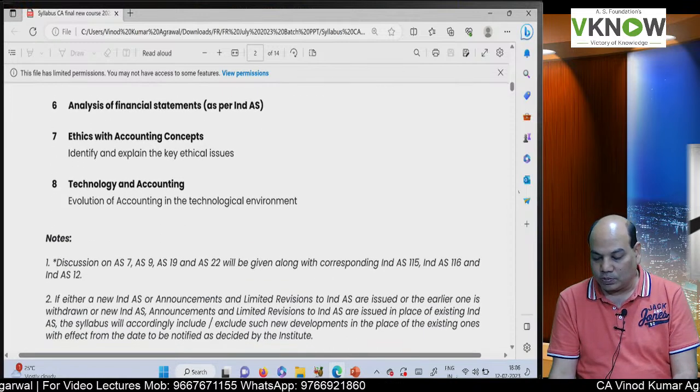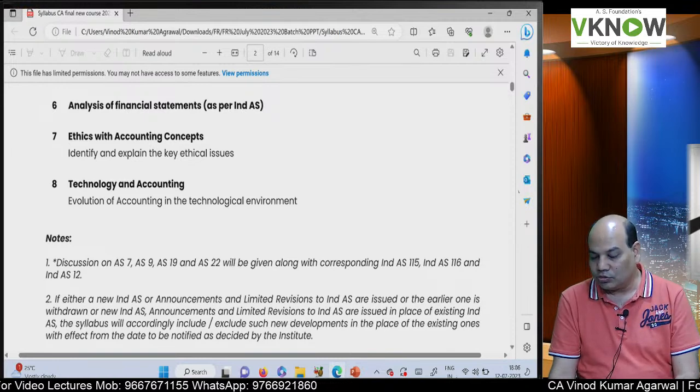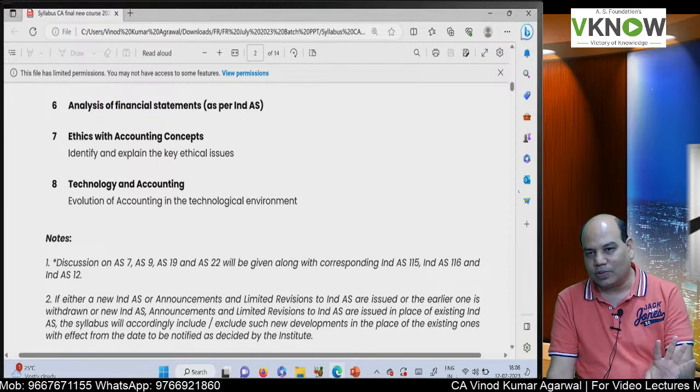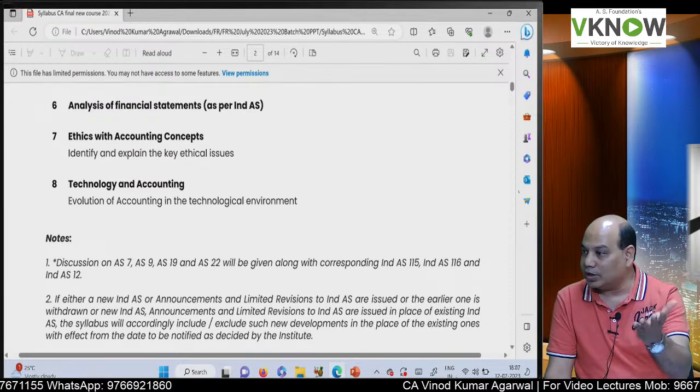Then there is one topic which is never asked in the exam: applicability of financial statement as per Ind AS. So here they will be basically guiding you on applying Ind AS in practical scenarios, which we already covered in the earlier chapters.